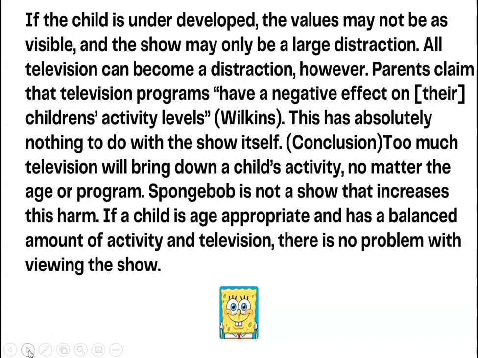So it continues. The rest of the syllogism proceeds like this. If the child is underdeveloped, the values may not be as visible, and the show may only be a large distraction. So that you can see this is oscillating in so many various directions. There's no clear line of reasoning. All television can become a distraction, however. Parents claim that television programs have a negative effect on their children's activity levels. So they're synthesizing, they drew from Lawson and Wilkins, so that's synthesizing, they're drawing from the sources.